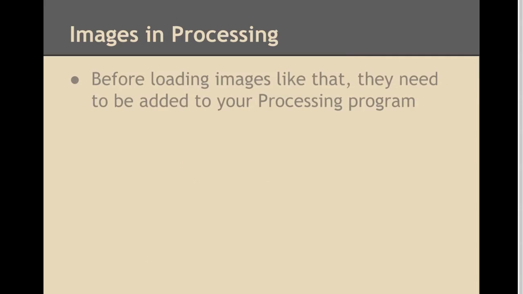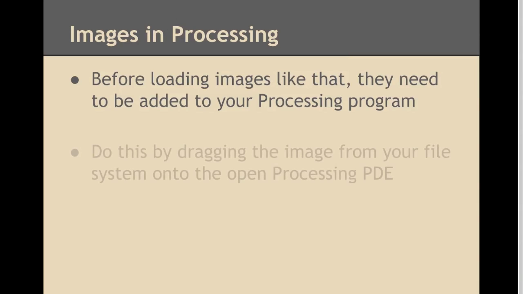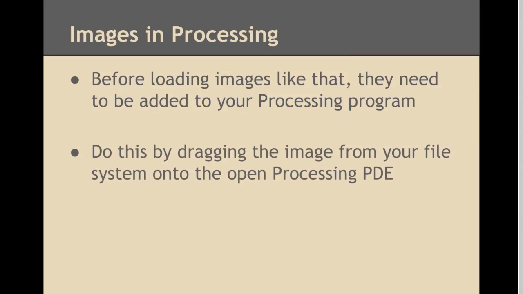Now, before we do that, the images have to be added to the Processing program. Your Processing sketch needs to know where those pictures are that it's going to display. We do this one way by dragging the image from the file system onto the Processing development environment. Once you have your program up and running, you click and drag the images that you want to include onto the editor, and those will be added to your sketch.